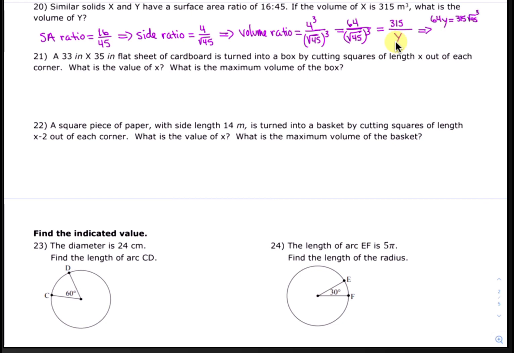When you cross multiply, you get 64 times Y equals 315 times the square root of 45 all cubed. Now we'll just divide by 64 on both sides and put this in our calculator. So that's 315 times the square root of 45 all cubed divided by 64 gives us this final answer of 1485.762, and this is meters cubed.